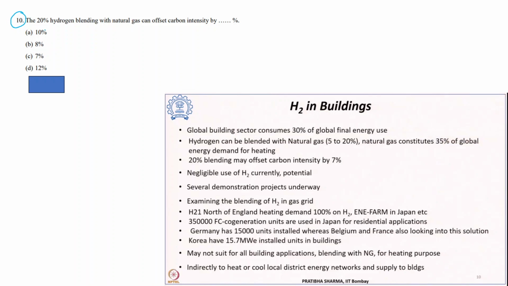Question number 10. The 20% hydrogen blending with the natural gas can offset carbon intensity by 7%.